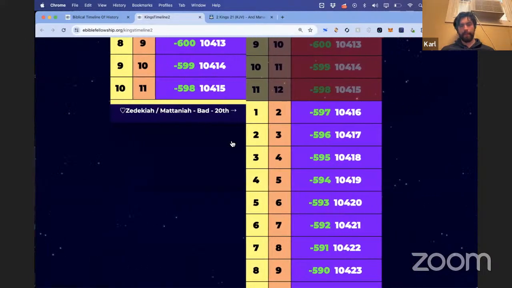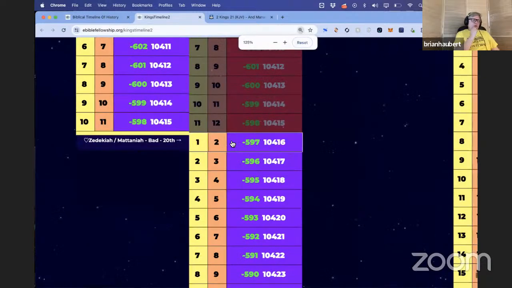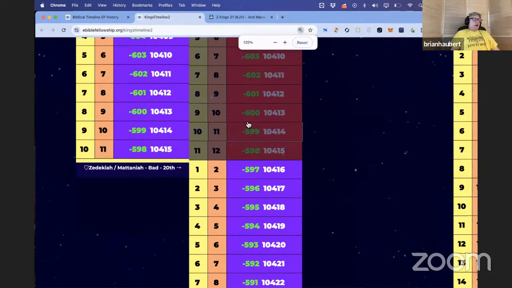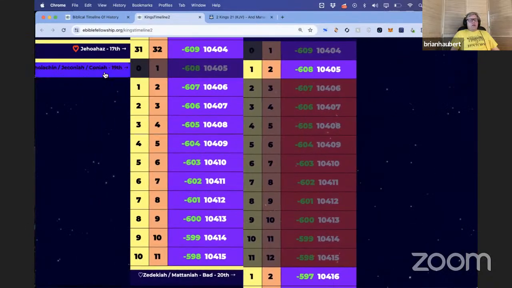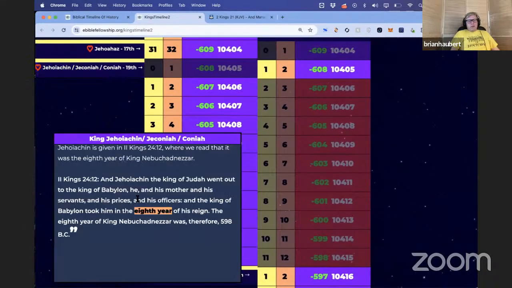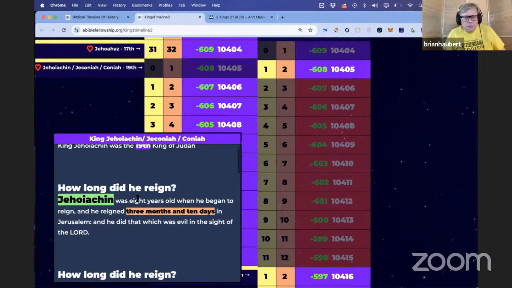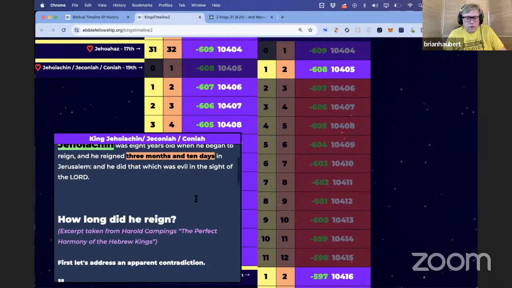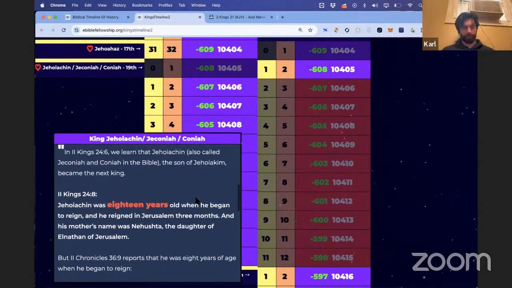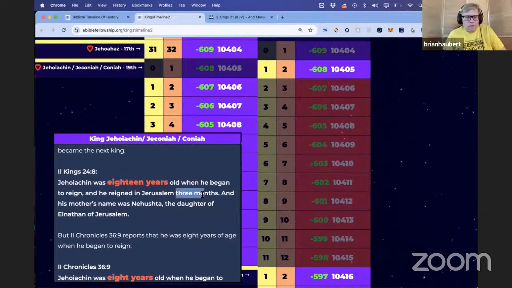Okay. One thing I just want to cover real quick. There's one verse that says that Jehoiachin reigned 3 months and 10 days, and then there's another verse that says that he reigned 3 months. We saw a similar situation. All right, so there it says 3 months and 10 days. And 3 months right here. Yeah, so there it says 3 months, and the other says 3 months and 10 days.